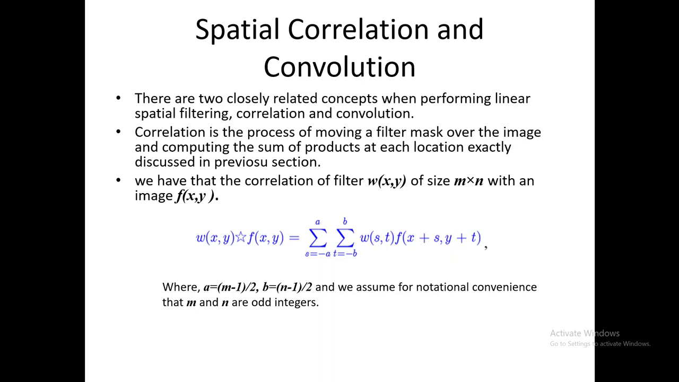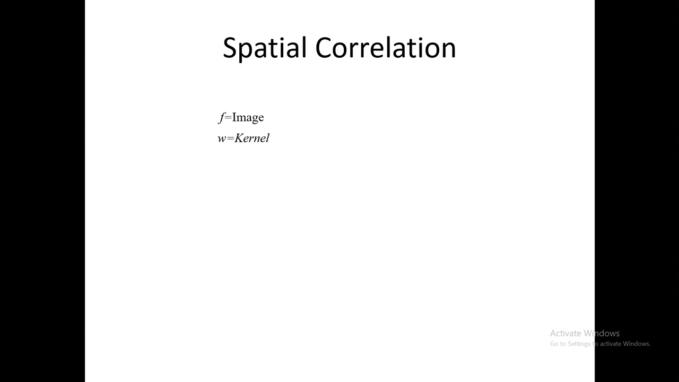Here a and b will define the size of the neighborhood. This a and b is dependent on m and n, and this small m and n will define the size of the neighborhood or size of the window, which nowadays is also known as a patch. And let's see the example.